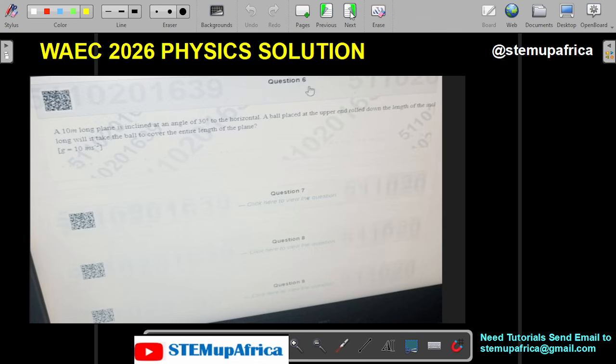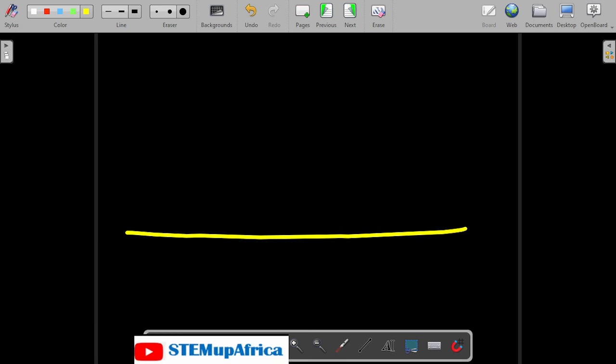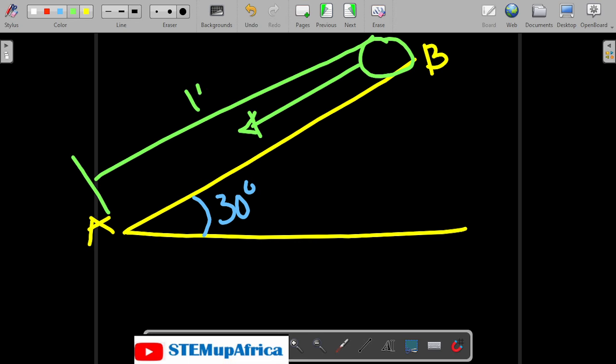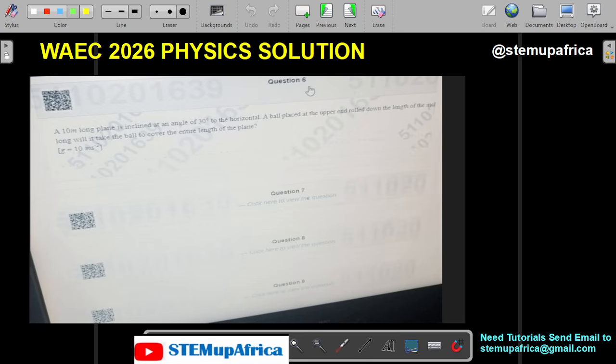So the plane is inclined, the length of the plane is 10 meters. Let's say this is the horizontal floor. Let's call the plane AB, and the whole length is 10. The plane is inclined, according to the question, at 30 degrees. And this is a circular object here that is rolling down this way. Don't forget, the length of this plane is 10 meters. We are asked to find the time it will take for the ball to roll down the plane.